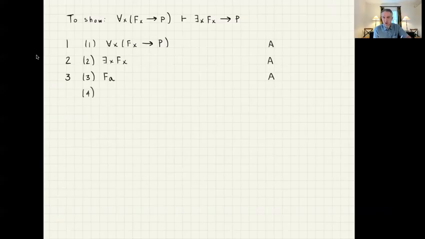Okay, but now on line 1, I have anything, if that thing is F, then P. So I can instantiate 1 to the name A. So it is true in particular of A that if it is F, then P. So that's from 1 universal elimination. And so now modus ponens from 4 and 3 will give me P.